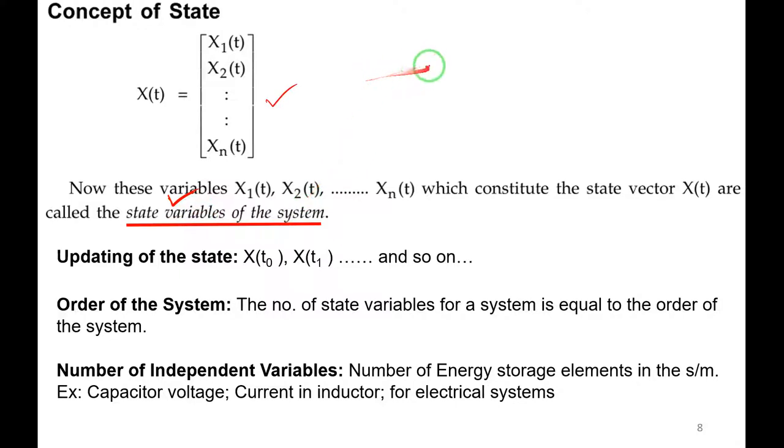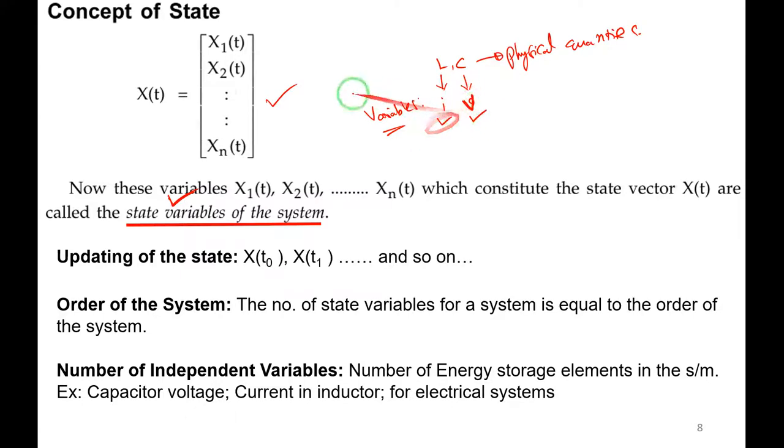In that example, in the inductor and capacitor, the current through the inductor is a variable and the voltage across the capacitor is a variable. These are the variables, and these are physical quantities. The variable associated with the physical quantity inductor is current and the variable associated with the physical quantity capacitor is voltage. So the state variables in this example are current and voltage. I hope you understood, right? And we call these the state variables of the system, x1, x2, and so on till xn.